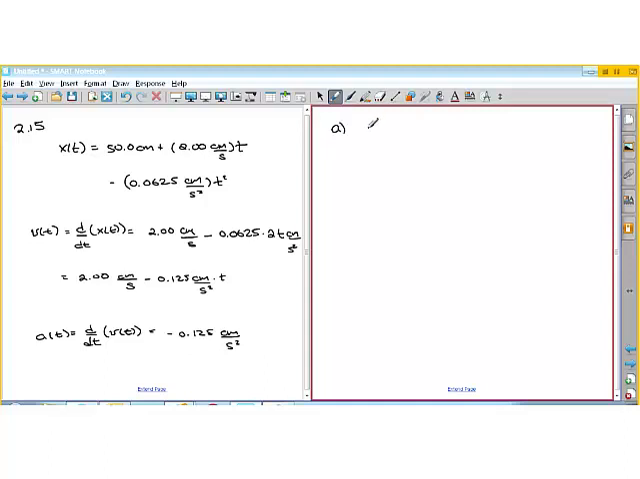So to answer the first question, part A, what are the initial values? Well, initial means t equals 0 seconds. If we plug t equals 0 seconds into the displacement, we'll get 50 centimeters. If we plug 0 into the velocity, we get 2.00 centimeters per second. And the acceleration at time t equals 0 is the acceleration at any time.